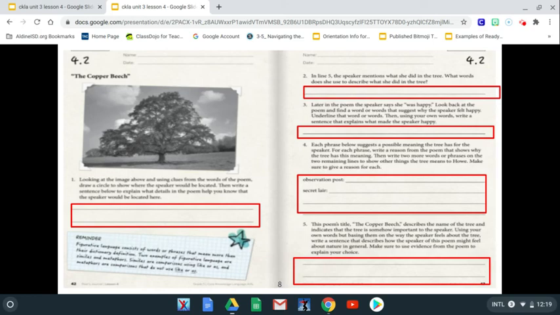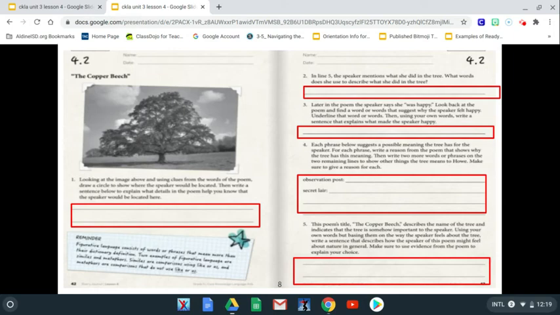Hi, students, welcome back. So, we've already read our poem, The Copper Beech, right? So, now we're going to complete activity 4.2. We're going to go through some of the questions together, and I'm going to have you complete some of the questions independently. So, let's look at number one.